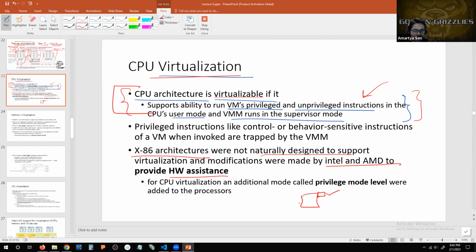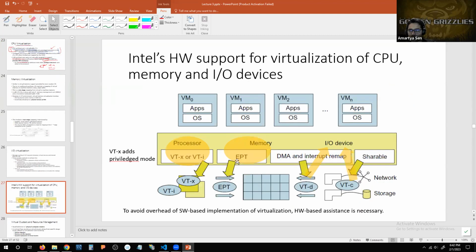So the actual hardware remained as is, but a new chip technology, or a new plug-and-play assistance, was provided to the existing hardware that enables the requirement for virtualization, okay? For Intel, these chip technologies were known as VT-x or VT-i. And we will see the full picture of this, the big picture, in a few slides. We will talk about this.